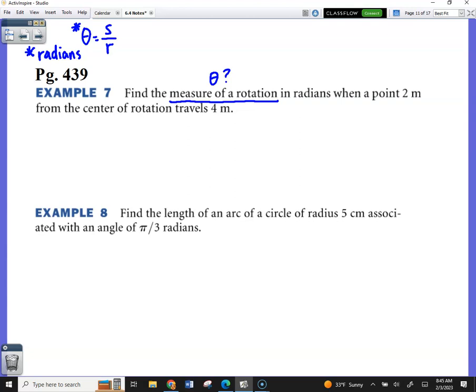When a point 2 meters from the center, if it's 2 meters from the center, that's the radius, right? When a point 2 meters from the center, so that is the radius, it's 2m, make a note to yourself, that's the radius. Remember to copy the unit of measurement. From the center of rotation, travels 4m. Traveling 4m, that's S.